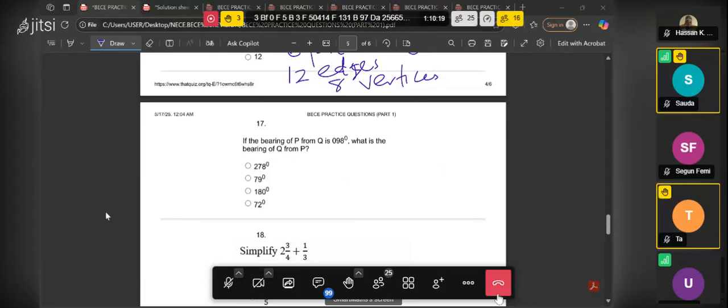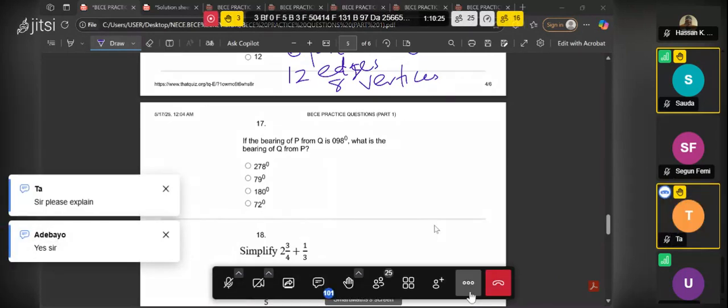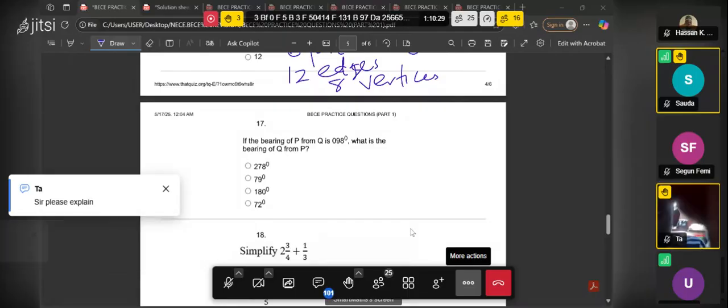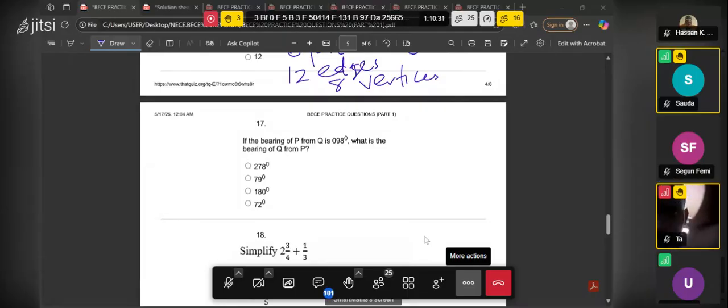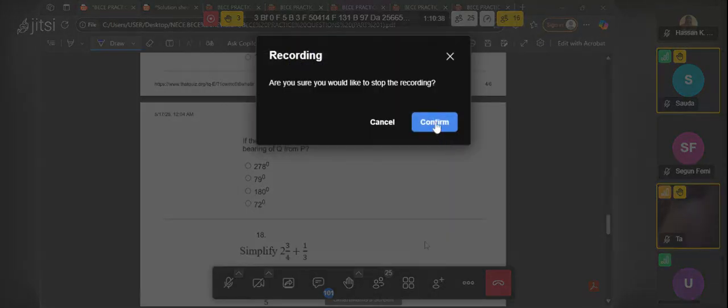Someone said I should wait for 2 minutes. Okay, we are going now. We're going to stop now because some of us will have to go and pray. All right, don't worry. When we come back, we're going to explain. So everybody can leave the meeting now. We are still going to send the same link. The same link is what we are going to use to join us.